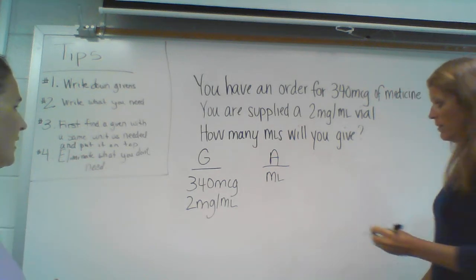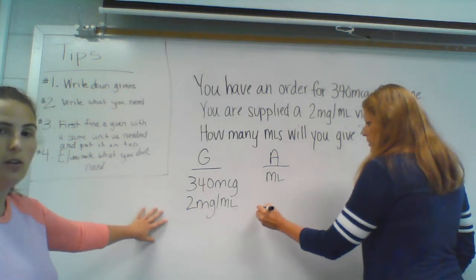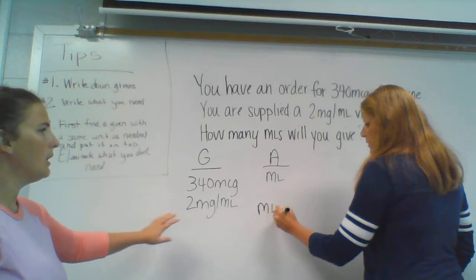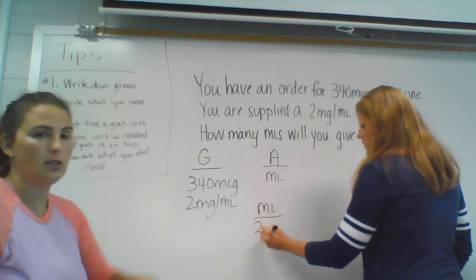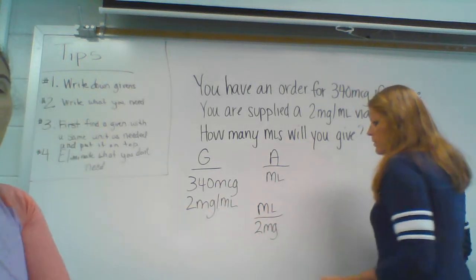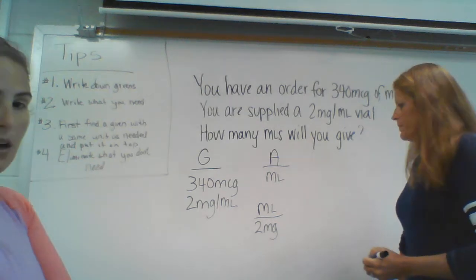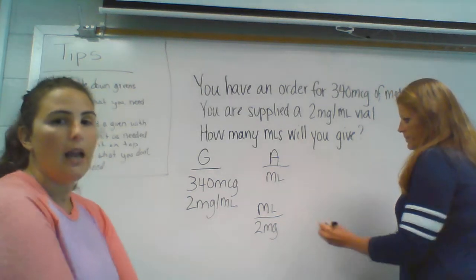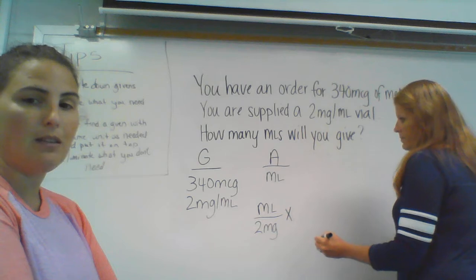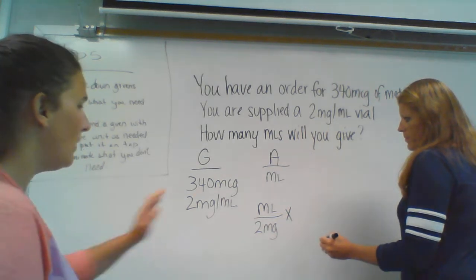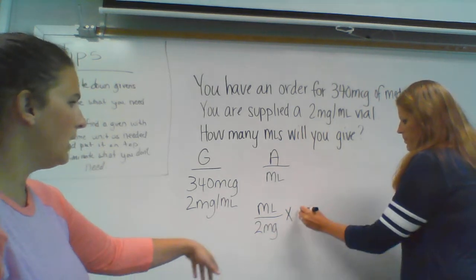Step number three, find one of the givens that also contains the answer. So we have milliliters and milliliters. We always want to set it up so that the answer we're looking for is on top, just like we've done here. And then you want to eliminate the things that you don't need. So we don't need milligrams, so we're going to get rid of those.